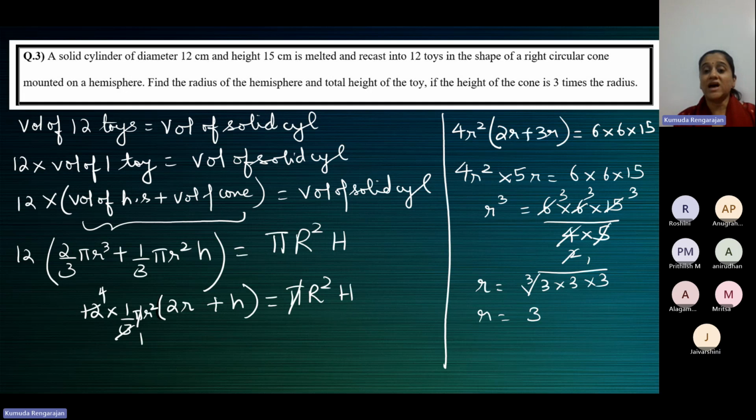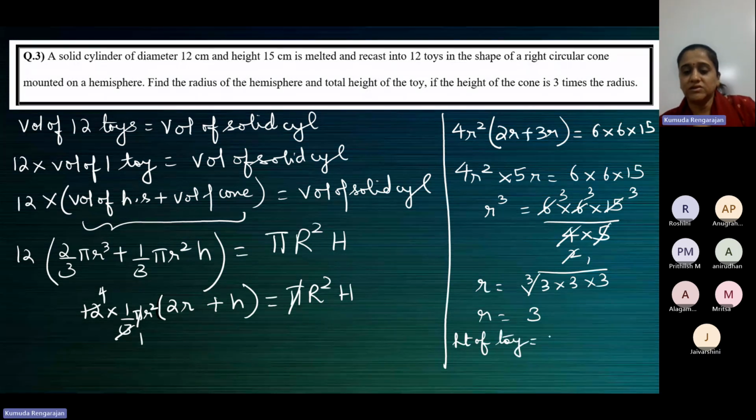Correct. Very good. 3R plus R. Height of the toy is 3R plus R. What's the height of the cone? 3R. What's the height of the cylinder? R. So what's the height of the toy? 3R plus R, 4R. 4 into 3, 12 centimeters. Very good. Height of toy is equal to 3R plus R. You please write that: height of toy is equal to height of cone plus height of hemisphere.